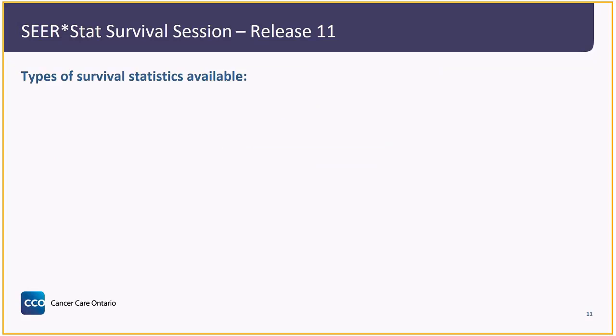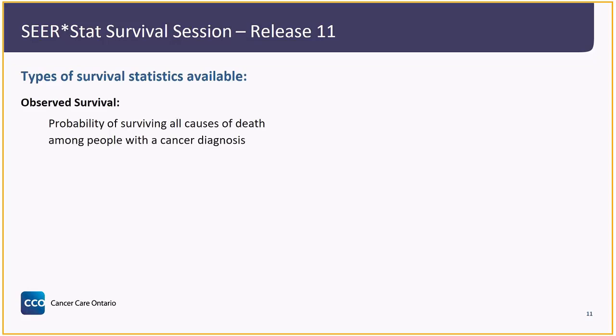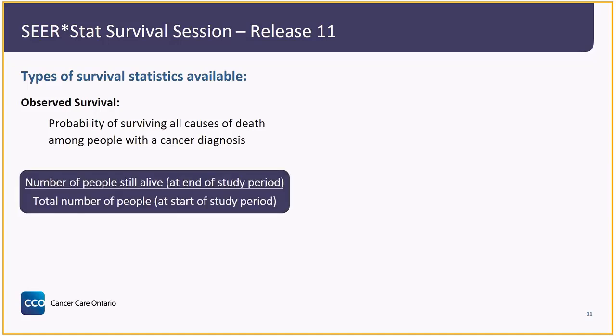So using the survival session in Release 11, we can produce two types of survival statistics. The first is observed survival, which is the probability of surviving all causes of death among people with a cancer diagnosis. This statistic just describes the survival experience of people with cancer and is a simple proportion, that is, the number of people with a cancer diagnosis who are still alive at the end of an observation period out of the total number of people with the cancer diagnosis at the start of that period.